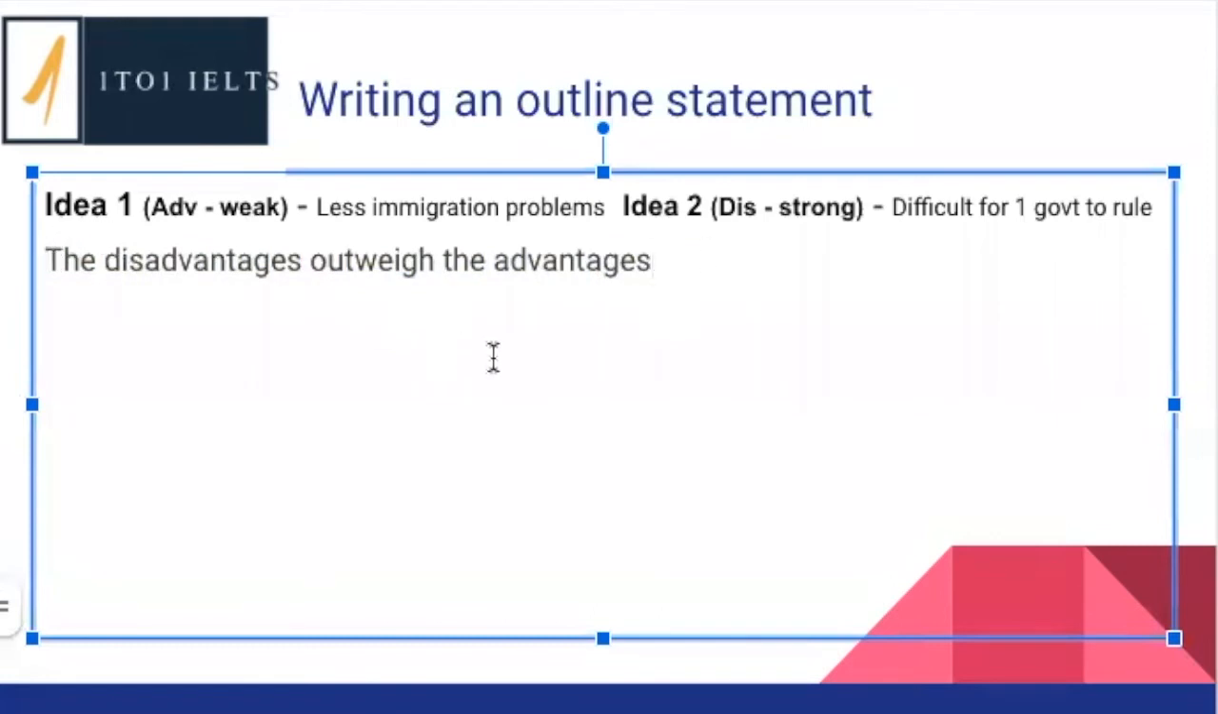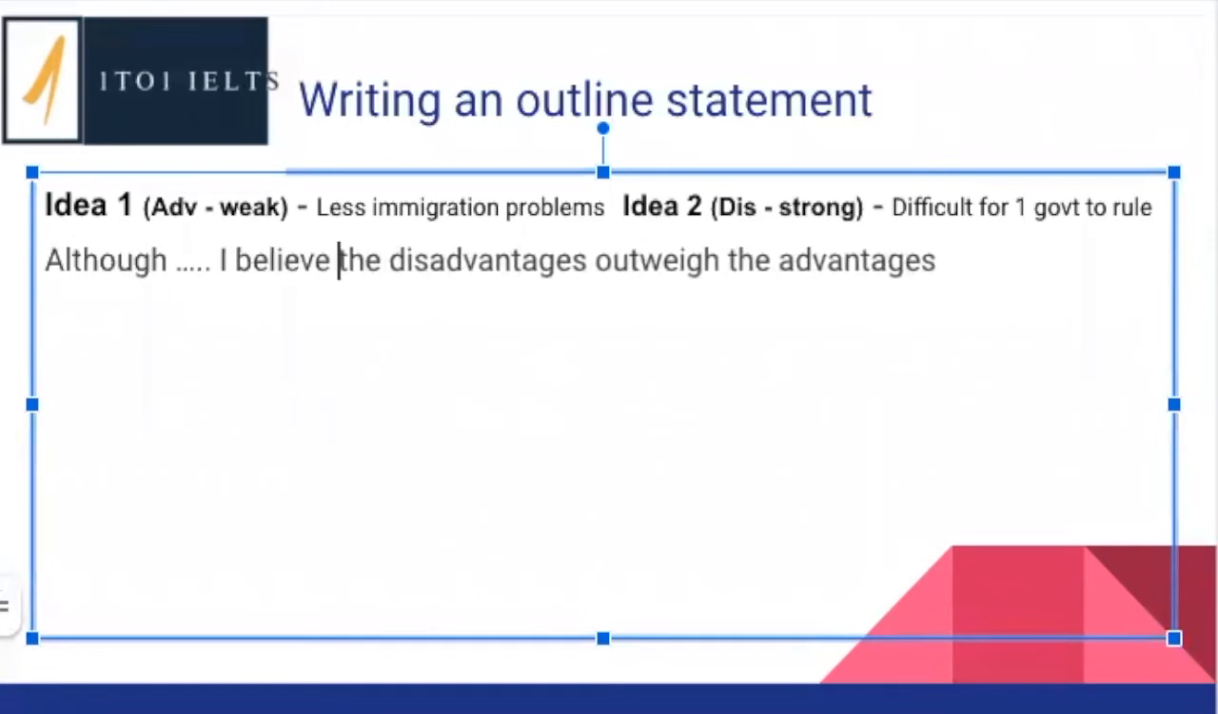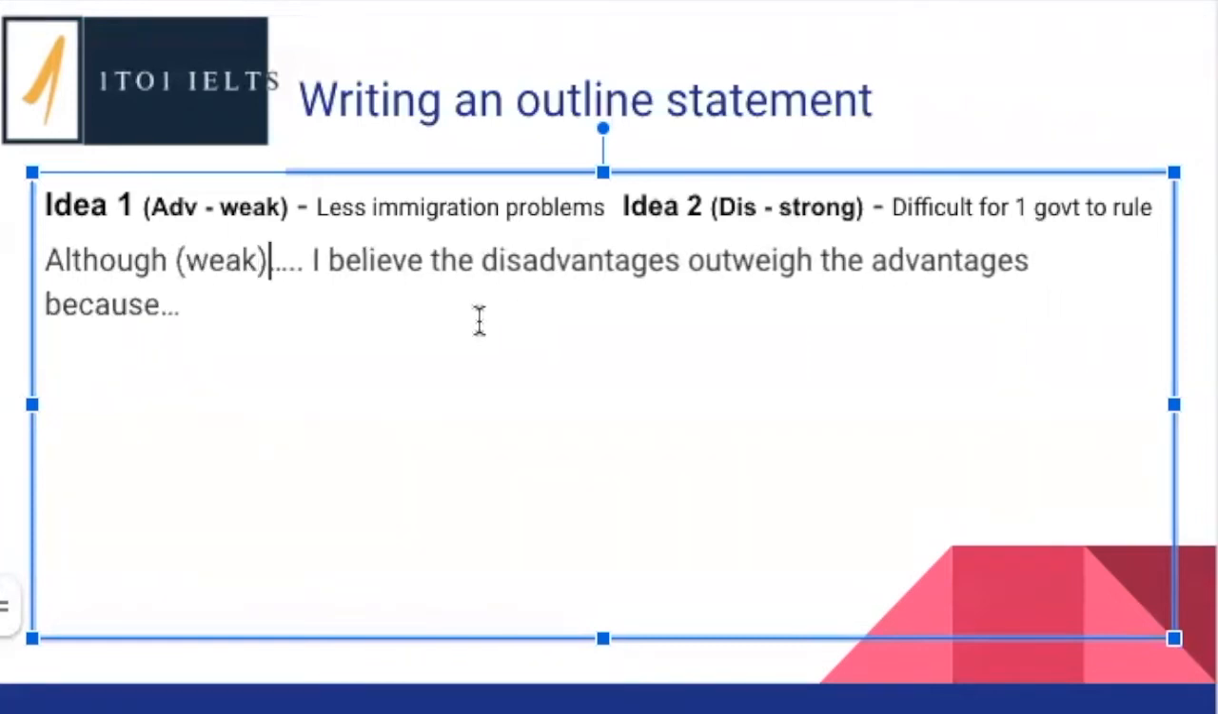So a structure that we could use for this almost every single time is automatic. This type of essay, you could use this structure, I think, absolutely every single time. So although, and what's going to come in here, the weak idea, the strong idea. This is a structure that could be copied over and over again.